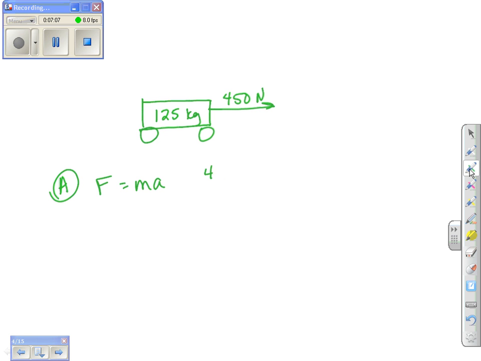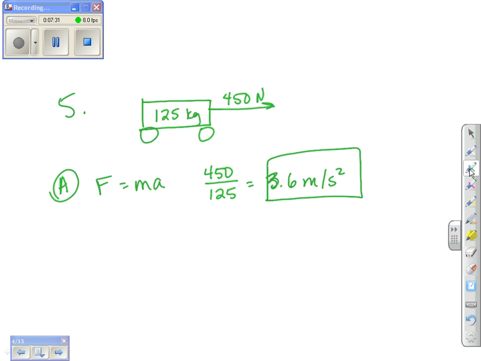So we're going to take 450, divide it by 125, and we're going to get an answer of number 4. Is that what problem I'm on? I keep track of my stuff, don't I? Nope, we're at number 5. Sorry. Number 5 should be 3.6 meters per second squared. Okay, when you do that calculation.